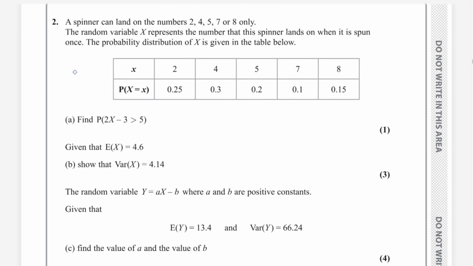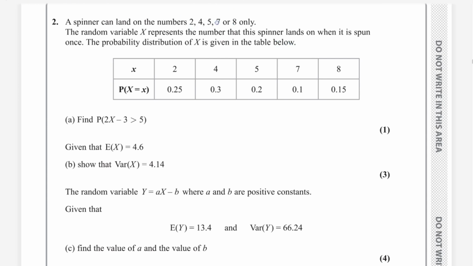In this video, I'm going to explain question number 2 from Pearson Edexcel IAL WST for Statistics 1. This exam is taken in May-June session year 2024. Paper reference code is WST01/01. A spinner can land on the numbers 2, 4, 5, 7 or 8 only. The random variable x represents the number that this spinner lands on when it is spun once. The probability distribution of x is given in the table below.